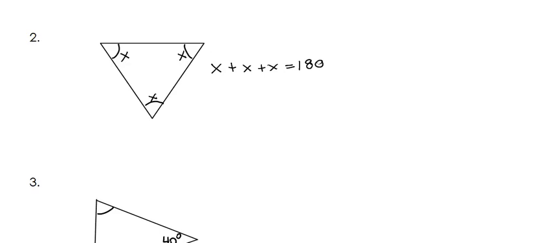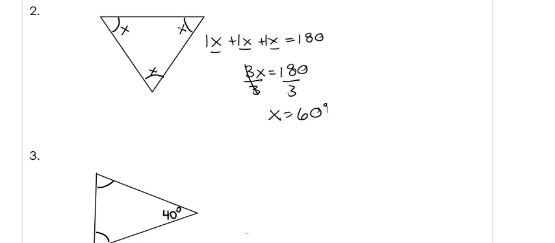Okay, and then I just need to solve. These are all like terms. Think about it as 1x plus 1x plus 1x. All together would be 3x. Okay, and then if I'm trying to get x by itself, divide both sides by 3. X is 60. Okay, which shouldn't be surprising, because if all the angles are the same, it's an equilateral triangle. Equilateral triangles always have all three angles be 60 degrees.